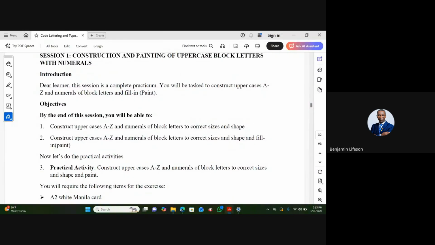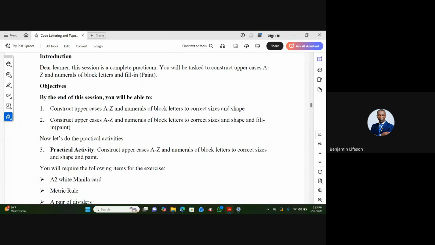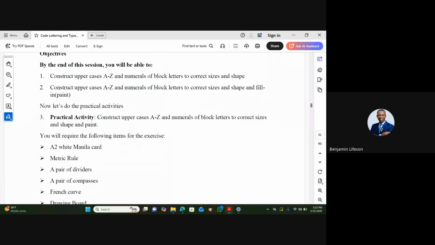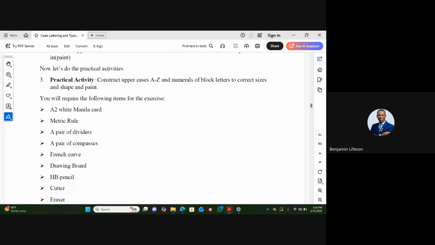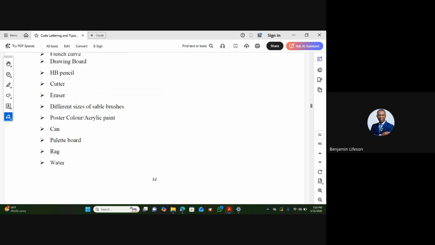So one, we want to look at an exercise over here. We want you to construct uppercase letters A to Z using the blocks, just like the way I have done, using the correct sizes that we have given, like 3 by 5, 1 by 5, 4 by 5, 6 by 5, and so on. So you are going to do that using the following materials or tools. But if you don't have manila card, you can use the bond paper. So you do it nicely and show it to us at the appropriate time.